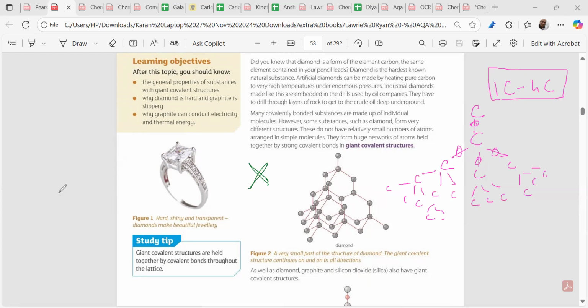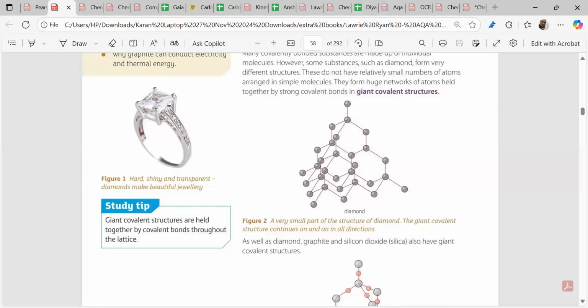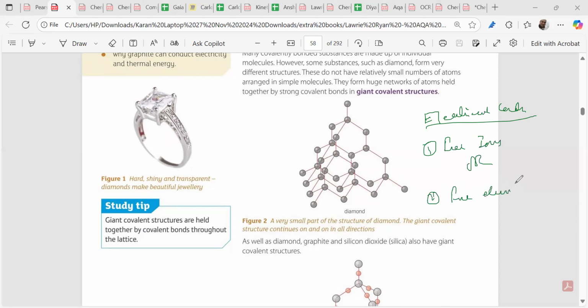Now in diamond, we learned about electrical conductivity. Electrical conductivity depends upon what? If you see electrical conductivity, who are the carriers of electricity? There must be free ions or free electrons. This is very important.